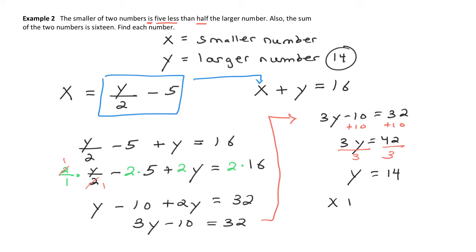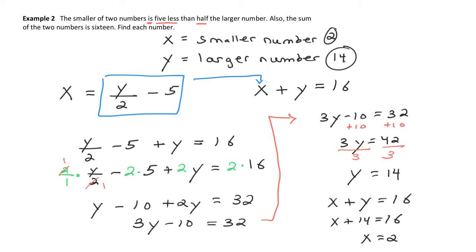I know that if I add x and y, the answer is 16. I just figured out that y is 14. So the value of x that would make this equation true is going to be 2. So here are my two values. The smaller number is 2, and the larger number is 14.